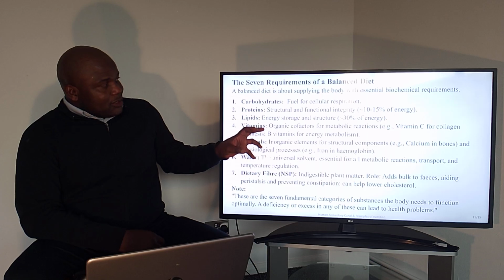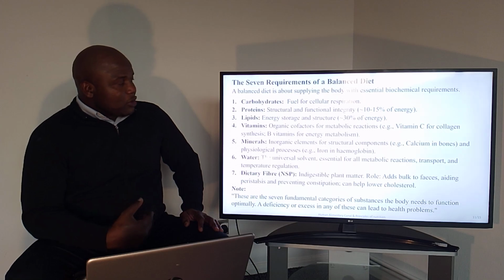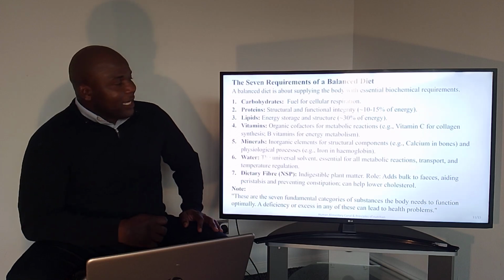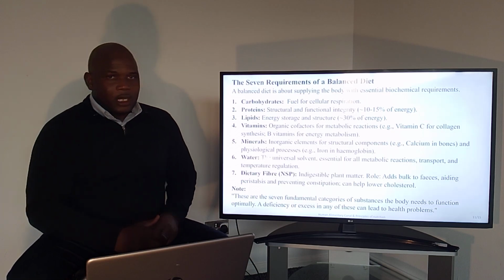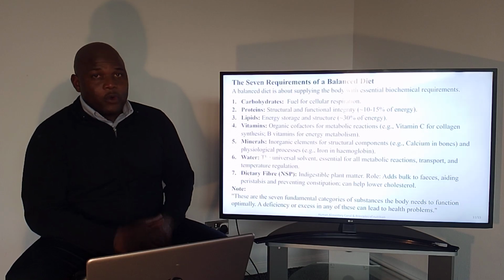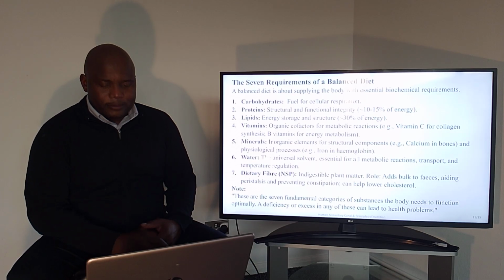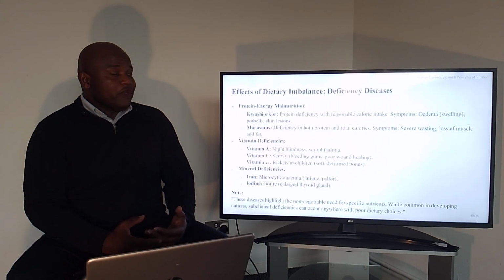Without these 7 fundamental categories of substance, the body cannot function optimally. But with a deficiency of them, or if one of them lacks, or one of them is in excessive quantity, we will have problems with our bodies or even our health. As we will see in the next slide, the effects of imbalance.